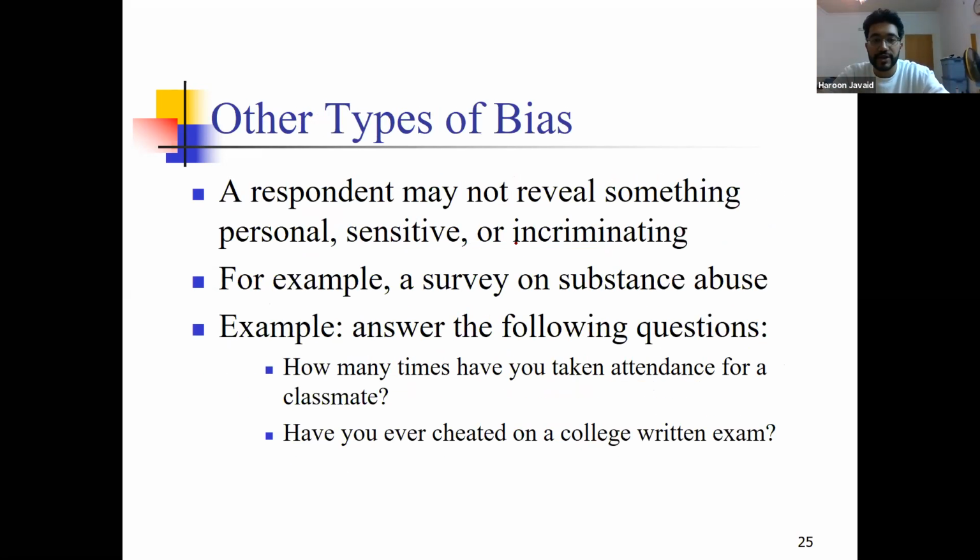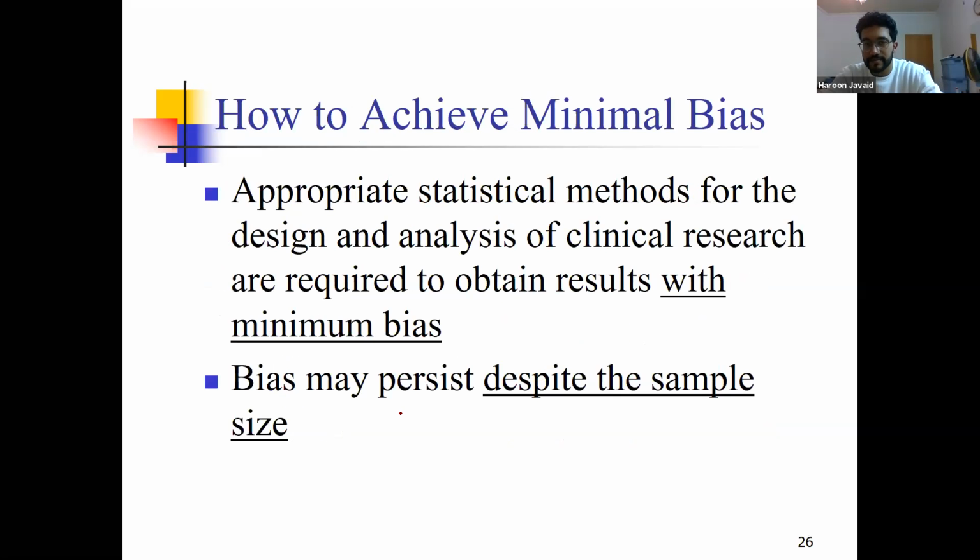Bias. Okay. So over here, the bias which are not categorized. Respondents may not reveal something personal, sensitive, or incriminating. For example, if you ask, do you smoke or not, or how many times have you taken attendance for a classmate, none of you will answer correctly. So this is also a bias.